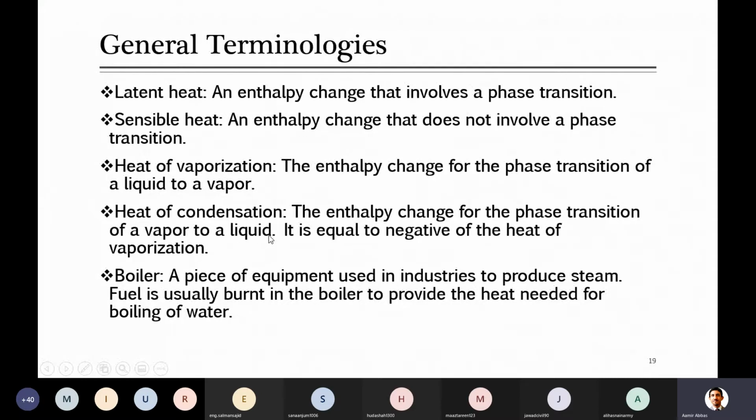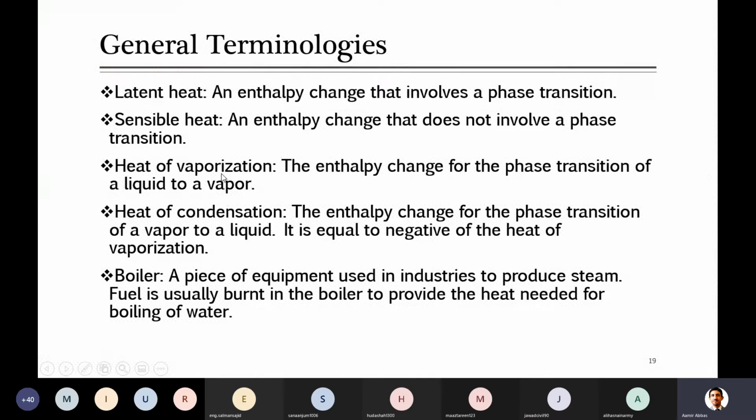And then heat of condensation: the enthalpy change for the phase transition from vapor to liquid. Just reverse this process. Condensation is converting something from vapor to liquid. The heat of vaporization and heat of condensation are equal for the same component. For example, if water's vaporization takes place at 100, and I reverse this process, I condense that water vapor to liquid at 100. In condensation, we remove the heat; in vaporization, we provide the heat.